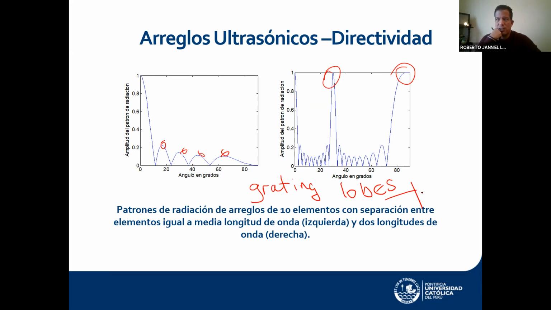Grating lobes are a very, very sad side effect of violating the Nyquist criterion. In other words, side lobes appear because of aliasing, basically. You guys do know what aliasing is, correct? What's aliasing?